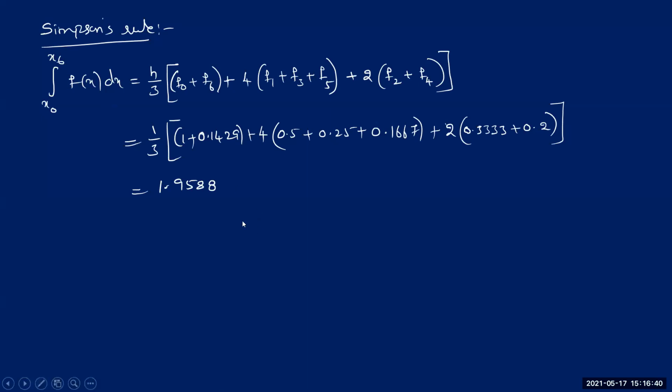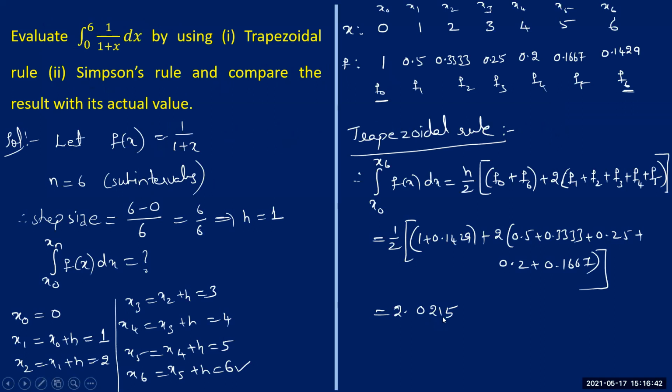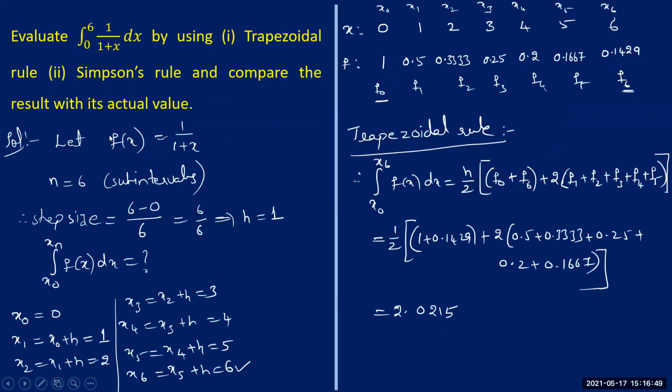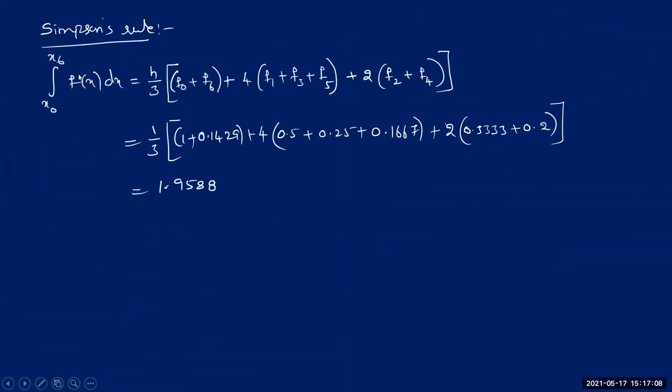See, when we used trapezoidal rule, we got it as 2 point something, and here it is 1.95 only. So there is a clear difference between the function values. In the question, you're also asked to compare these two values with its actual value. So what do you mean by actual value here? See, this integral can be evaluated analytically. We have an analytical procedure to evaluate this integral, isn't it? So let us use that to find its exact integral value, I mean the exact area. So let me calculate that here.